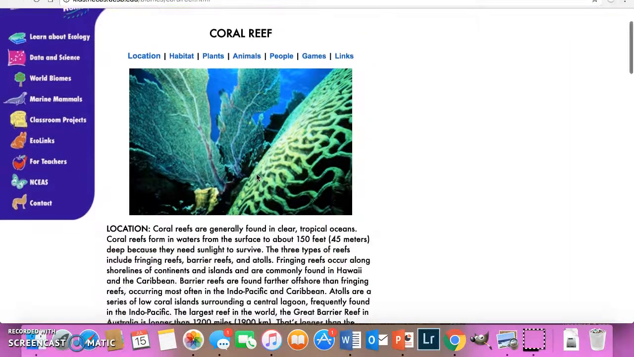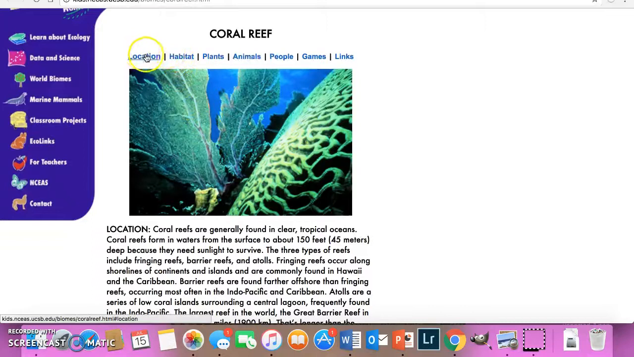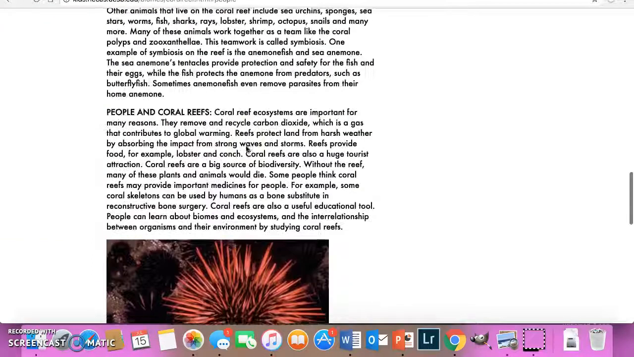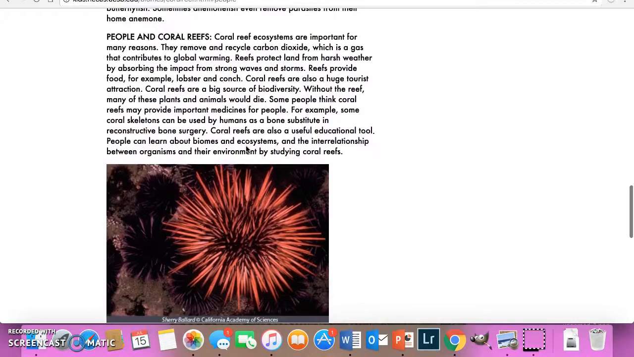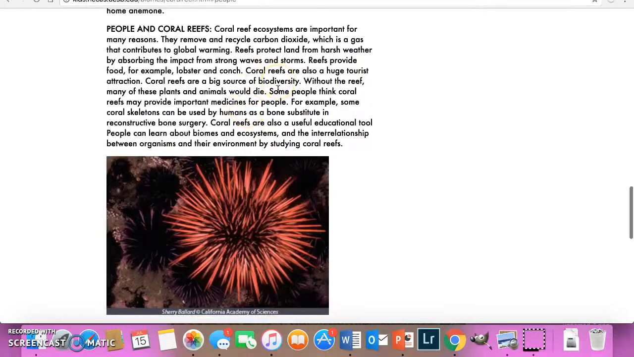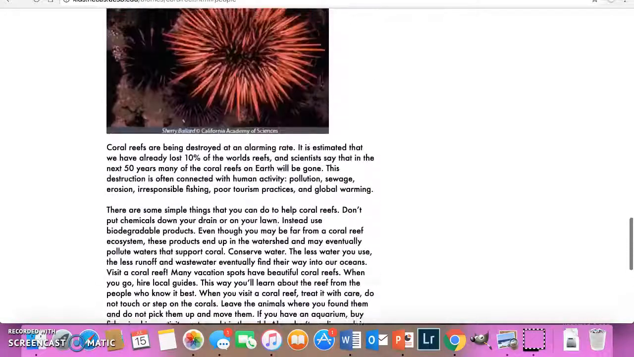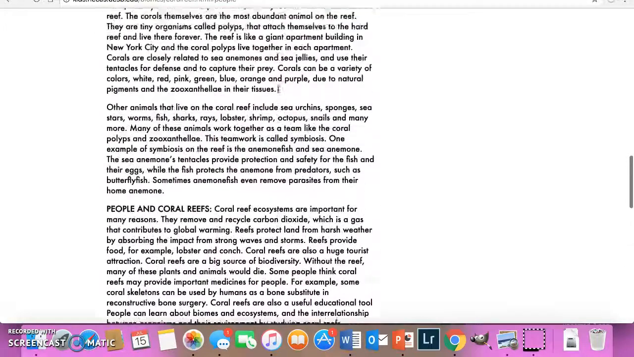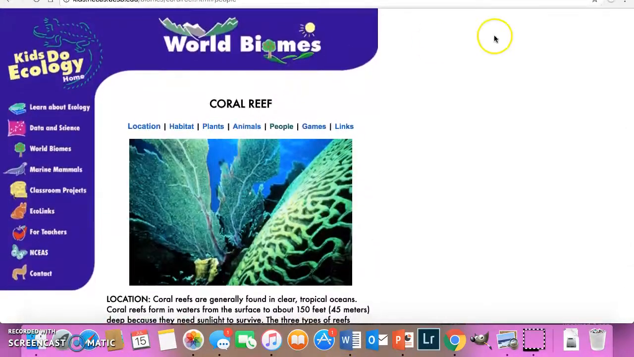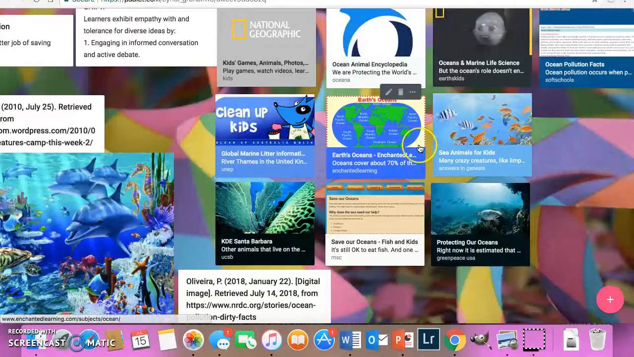This is about the coral reef. It tells you its location, the habitat, plants, animals, people. Maybe you could read here about coral reefs and how they're helpful. Maybe it tells you ways that we can help save the coral reefs. So be looking for that, because coral reefs are part of ocean life.